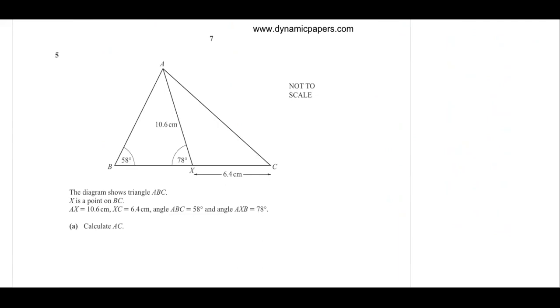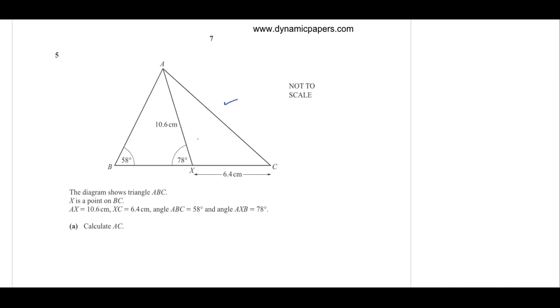Okay, this one probably looks like a trigonometry question where triangles are involved. The diagram shows the triangle ABC. X is a point on BC. AX and XC are given, so you have to calculate the length of AC. Okay, we want this length.